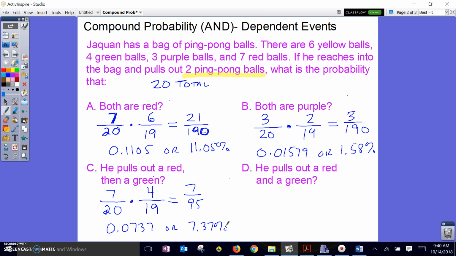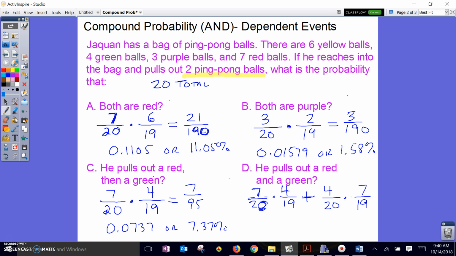So first, I use the probability that I had from the previous part of getting a red and then a green. And I'm going to add to that the probability of getting a green, pulling out a green first, and then a red.